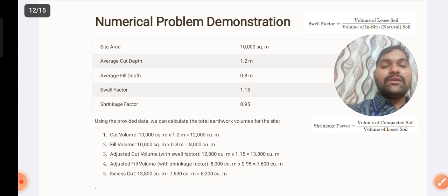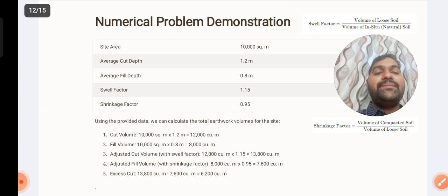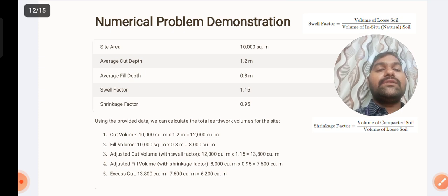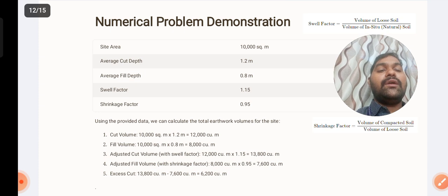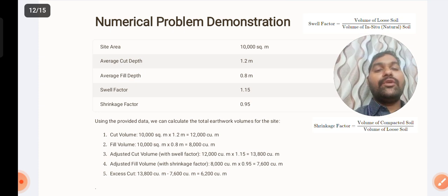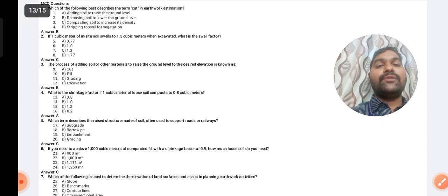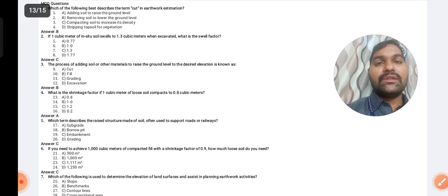The excess cut is the swell volume of the cut minus the volume of the fill. So that is equal to 13,800 minus 7,600 cubic meters, so the excess cut is equal to 6,000 cubic meters. Likewise, we are going to balance the earthwork as we discussed before. If you see here, there are some MCQ questions.